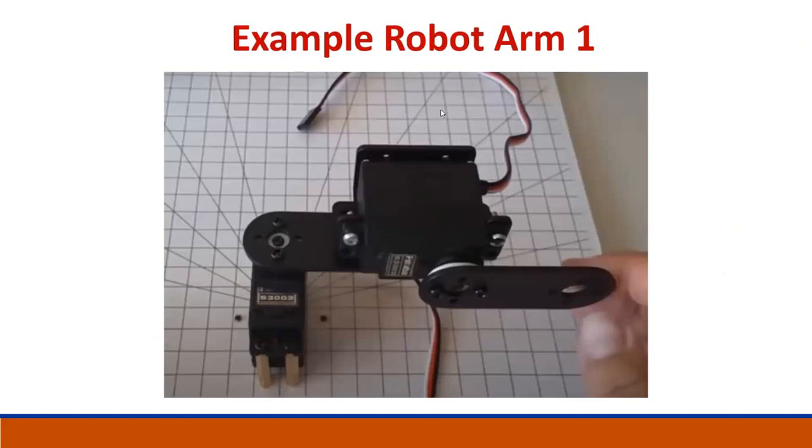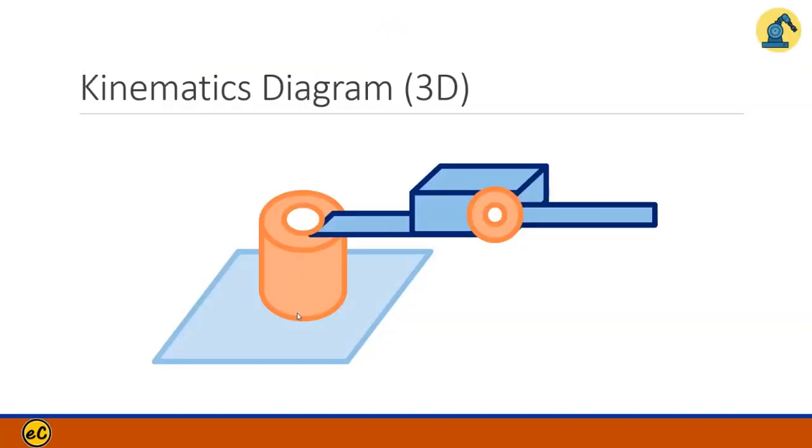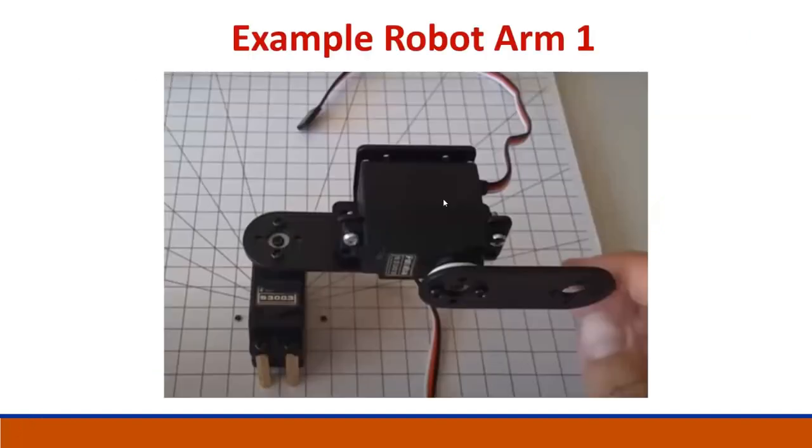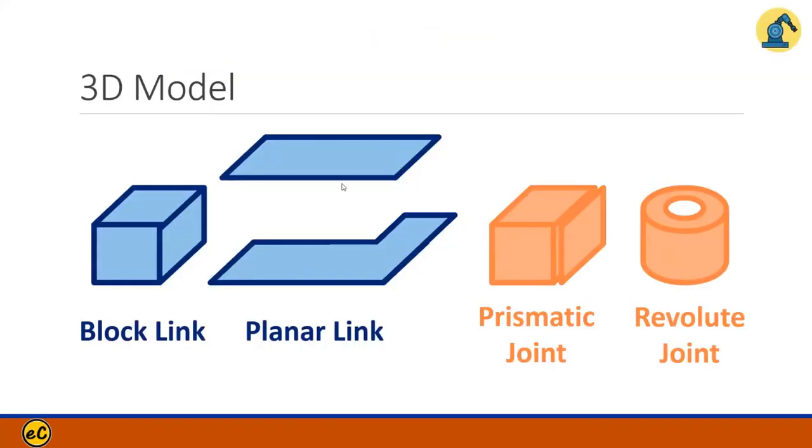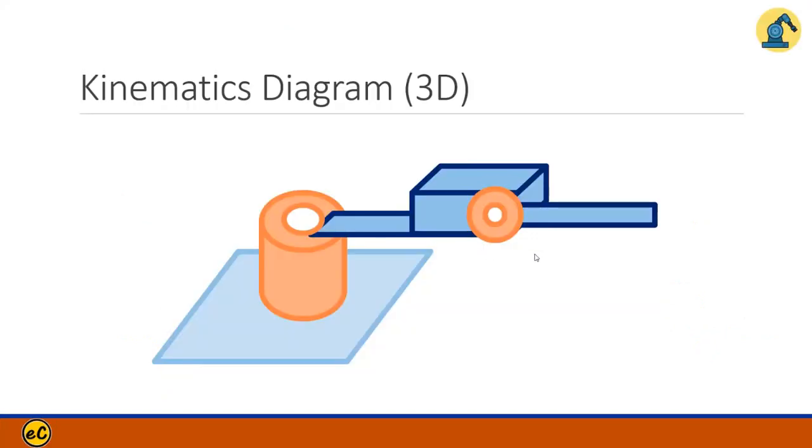And how we can model it. Basically, you have a revolute joint over here, and another revolute joint over here. Two of them, and you have a base over here. So it is a base, revolute joint, and then the planar link. The planar link is this one. And then this is your model.